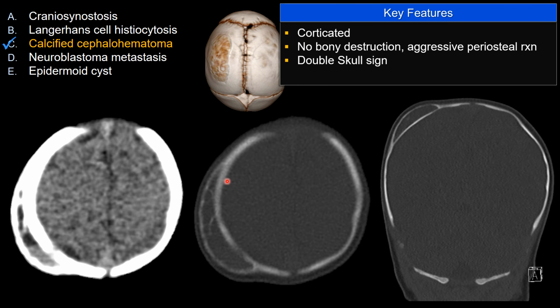Some people refer to this as the double skull sign, and you can see why. It looks like there's two outer tables and an inner table. So there's expansion, the double skull sign. Notice that this lesion does not cross suture. You can see clearly there's a coronal suture in the front, and there is a lambdoid suture in the back. And that is important for cephalohematoma.